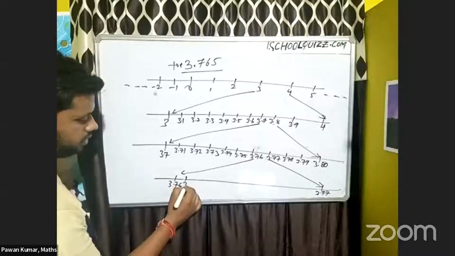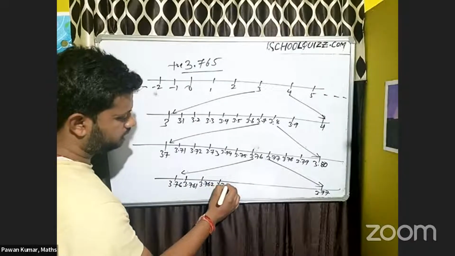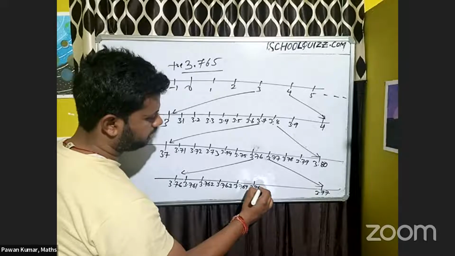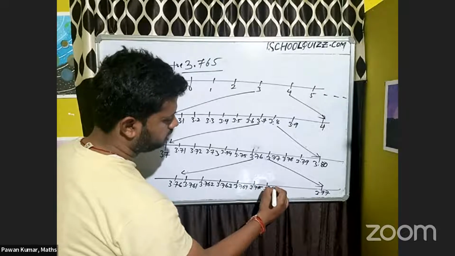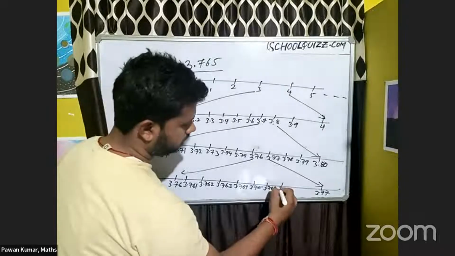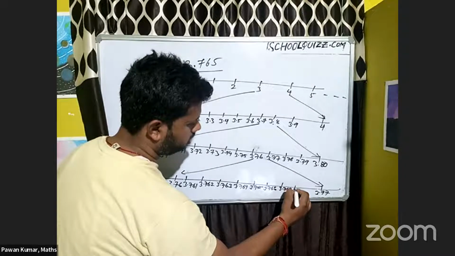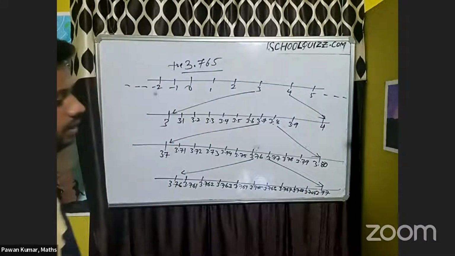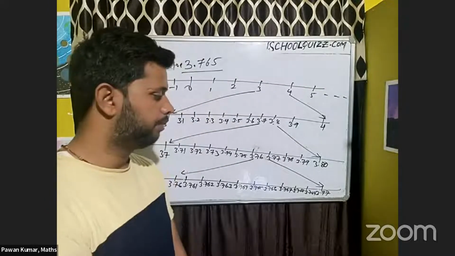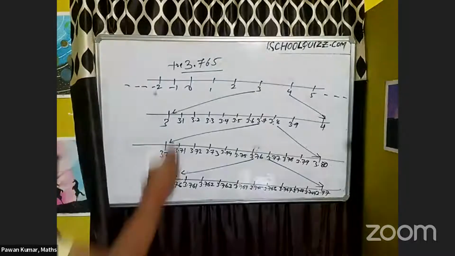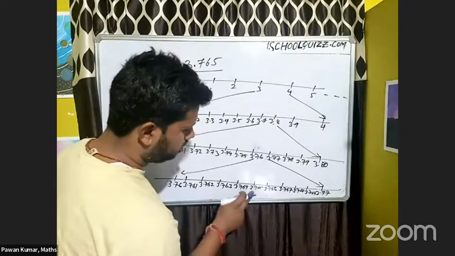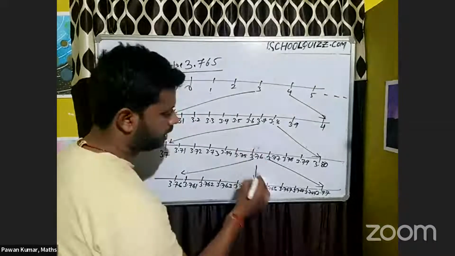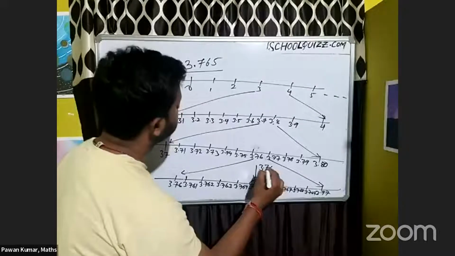3.761, 3.762, 3.763, 3.764, 3.765, 3.766, 3.767, 3.768, 3.769 and 3.770, correct? So which number is that? 3.765. Where is that number? 3.765, so this number is here. Just round that number and mark an arrow here and put it here. 3.765.